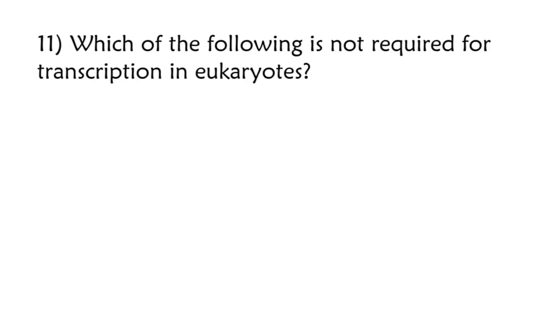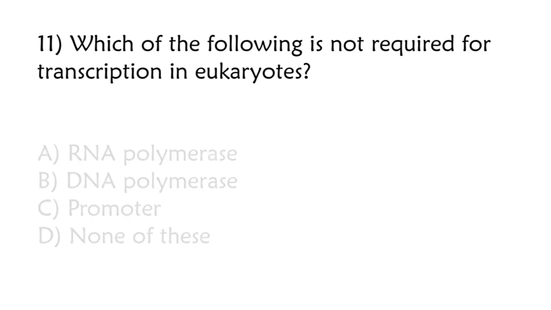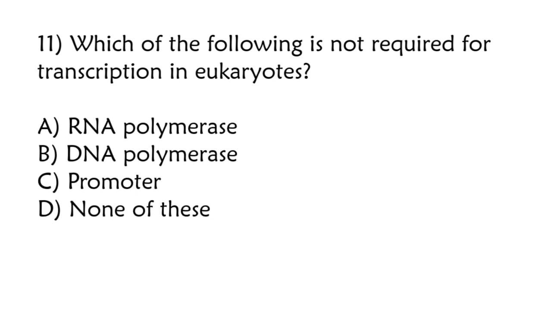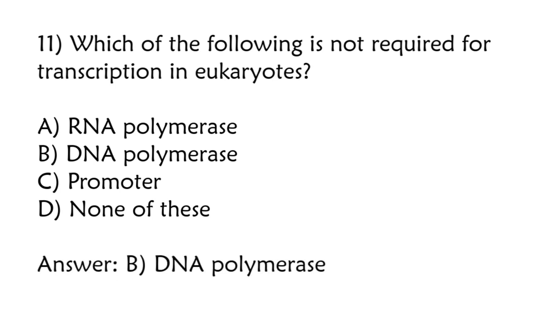Which of the following is not required for transcription in eukaryotes? RNA polymerase, DNA polymerase, promoter, none of these. Correct answer is option B, DNA polymerase.